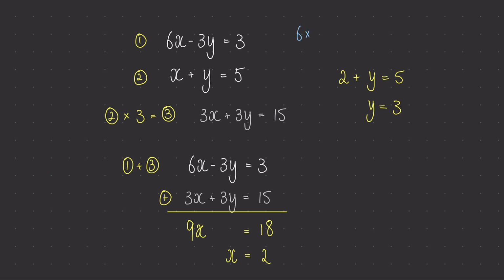So 6 times my x value of 2 minus 3 times my y value of 3 is going to be 12 minus 9, which is absolutely equal to 3, corresponding to that first equation. So we know we've got our answer correct.